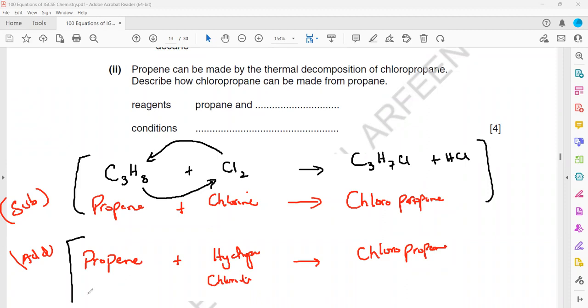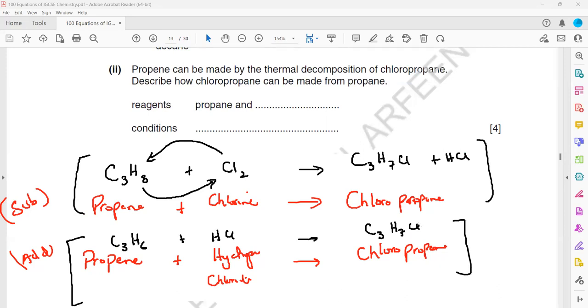But if we have propene, meaning alkene, so C3H6, because we want C3H7Cl, we need one hydrogen and one chlorine to become C3H7Cl. So as a result, we need hydrogen chloride. When it reacts with hydrogen chloride, an addition reaction takes place, with only one product. So C3H7Cl will be the product.